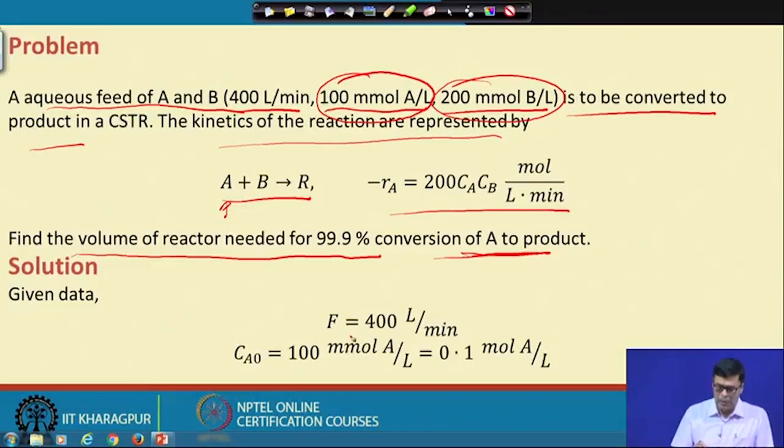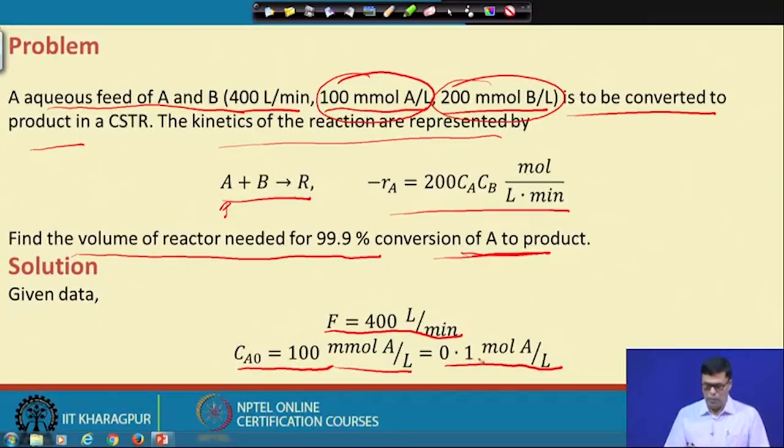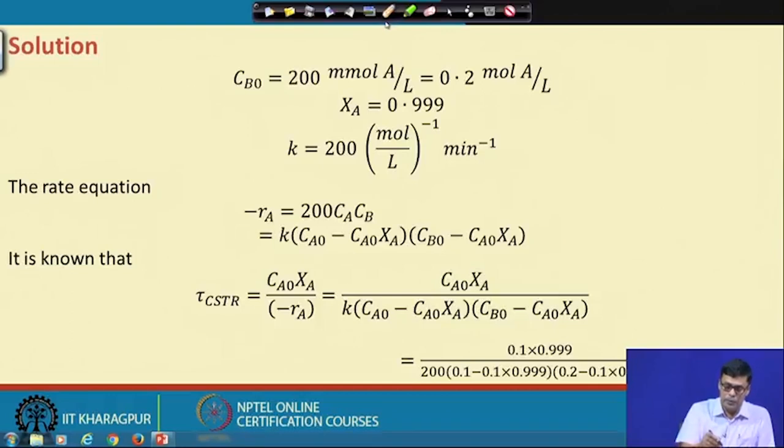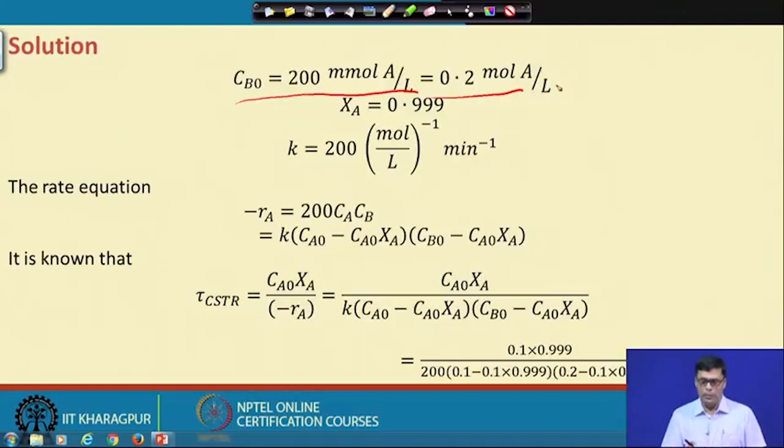Whenever we solve any kind of problem, I request all of you to write down all the given data one after another. Here, the flow rate is 400 liters per minute, the volumetric flow rate. And the CA0 concentration is 100 millimoles of A per liter. I can easily convert it to moles by dividing by 1000, so it will be 0.1 moles of A per liter. Similarly, for CB0 you can calculate 0.2 moles per liter. So we convert millimoles to moles.